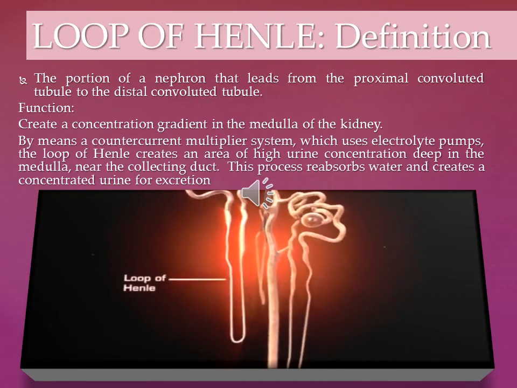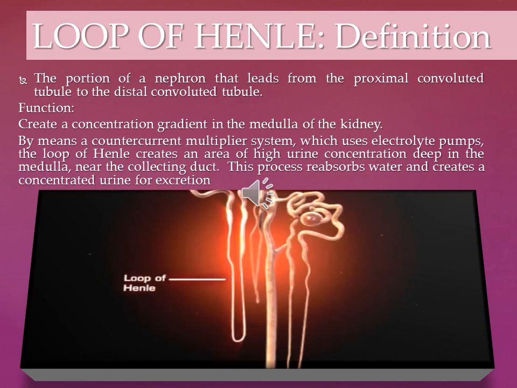A looped structure called the loop of Henle reabsorbs water and ions from the urine and plays a role in controlling the concentration of urine. What is the loop of Henle? It's the portion of the nephron that leads from the proximal convoluted tubule to the distal convoluted tubule.